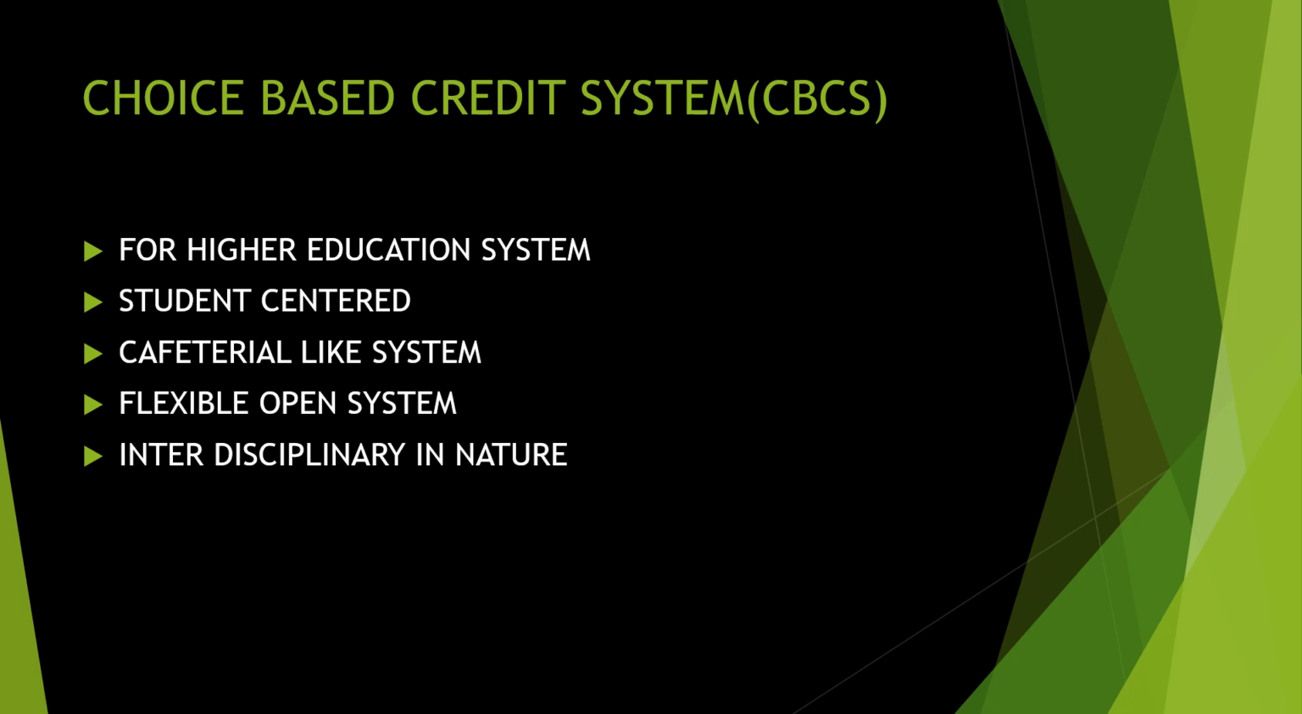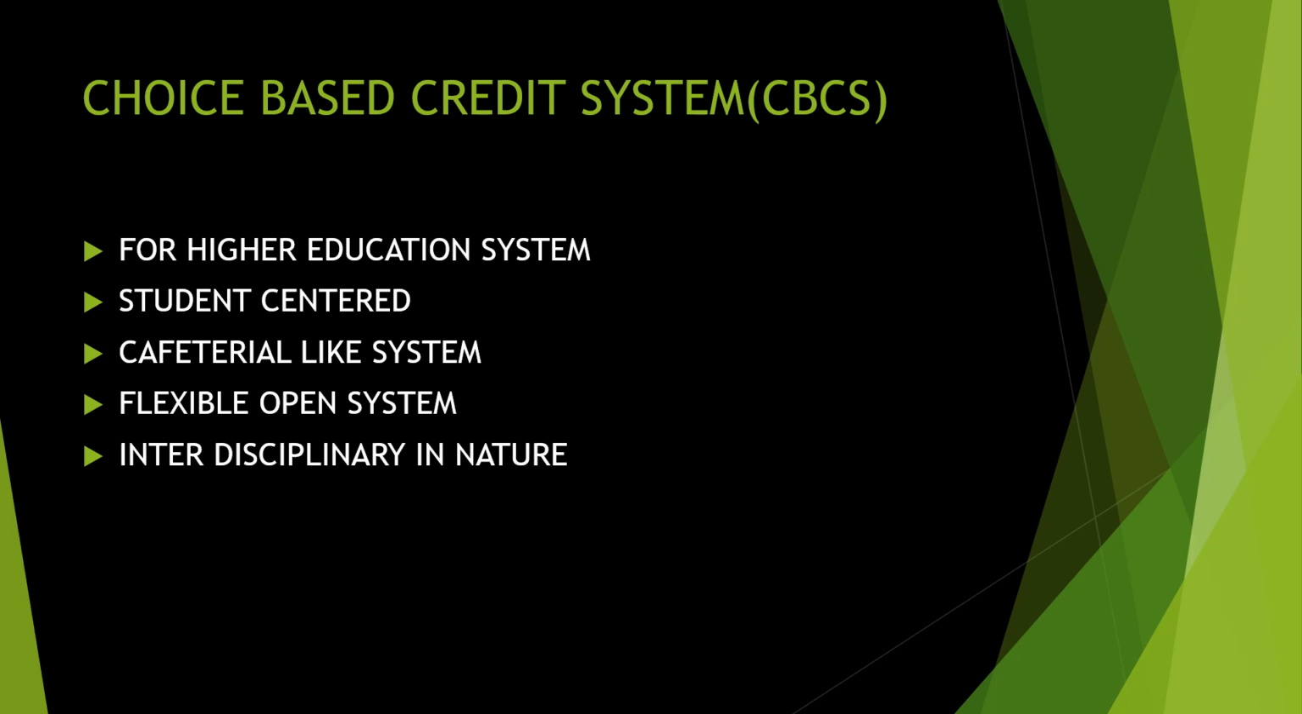That is choice-based credit system, CBCS. I am going to tell you what CBCS is. Usually we can see it at the university level, for the higher education system. It is not for plus 2 classes, it is for the higher classes, degree classes. Usually we have choice based credit system, and PG also can have the CBCS form, and it is always student centered.